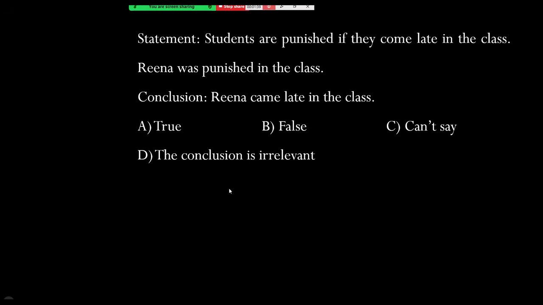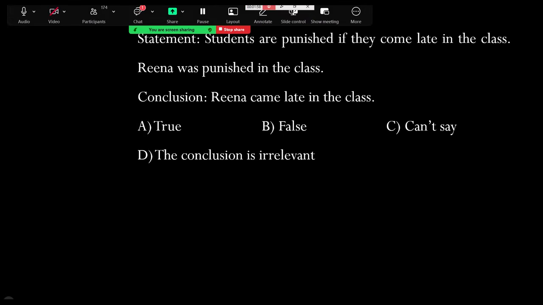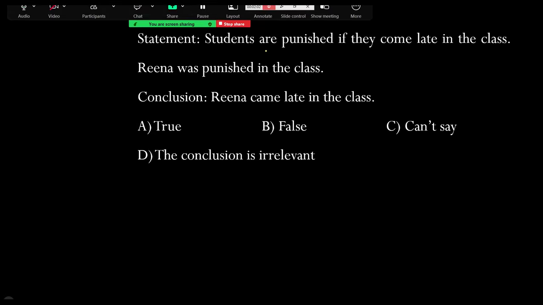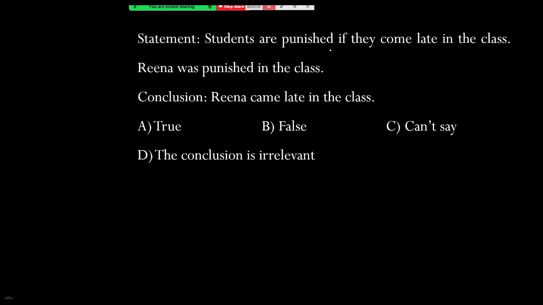Now see this statement: students are punished if they come late in the class. Reena was punished in the class. Now is this conclusion true or false? Can't say. Is it true? Is it false? Can't say. Which is the answer? What's your answer? Is it definitely that Reena came late in the class? If the question says students are punished only if they come late, then I can say Reena came late in the class. That is why punished.